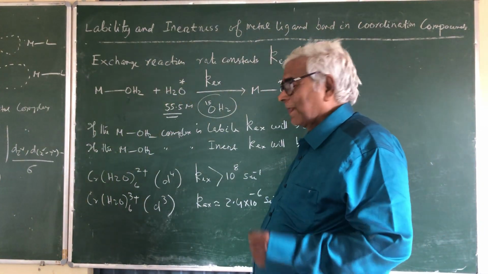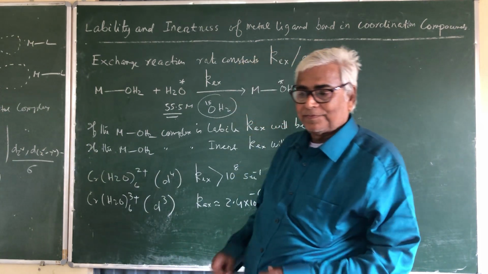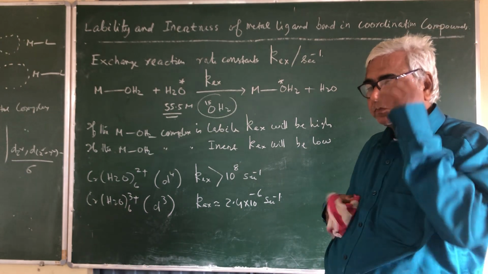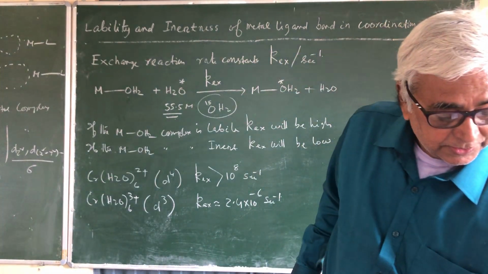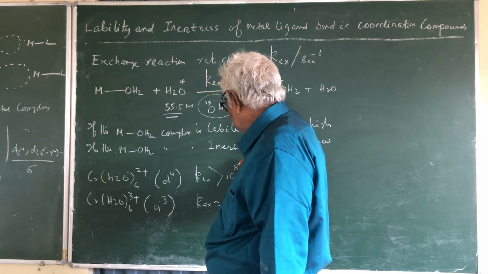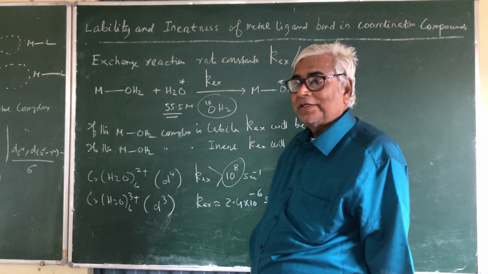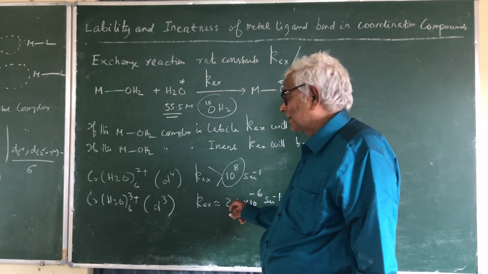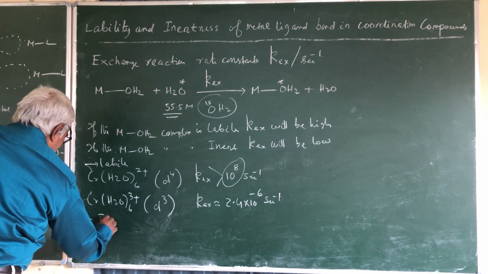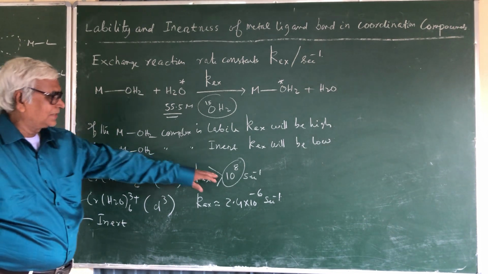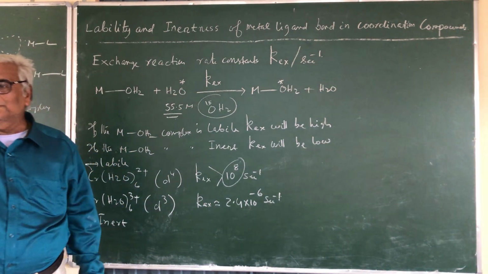Let us compare these two systems. This is a d4 system and this is a d3 system. In the d4 system the exchange rate constant is greater than 10 to the power 8, and here it is 10 to the power minus 6. Then where is the rate slower? Here the rate is slower. Therefore, this complex is labile and this complex is inert. If the exchange rate constant is high, the complex is labile. If the exchange rate constant is low, the complex is inert.